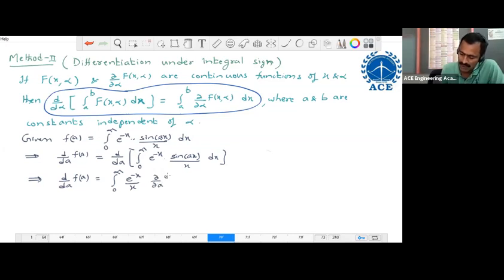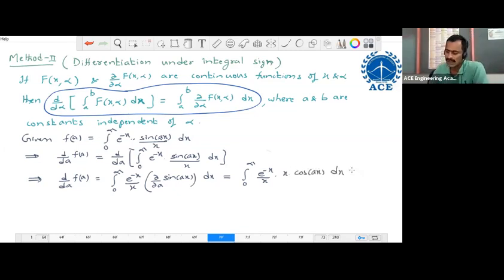Integral 0 to infinity e power minus x by x into the derivative of sine ax partially with respect to a. When you are differentiating sine with respect to a partially, x is constant. That's why we write x into cos ax dx. So x gets cancelled, which implies d by da of f of a is f dash of a equals integral 0 to infinity e power minus x into cos ax.